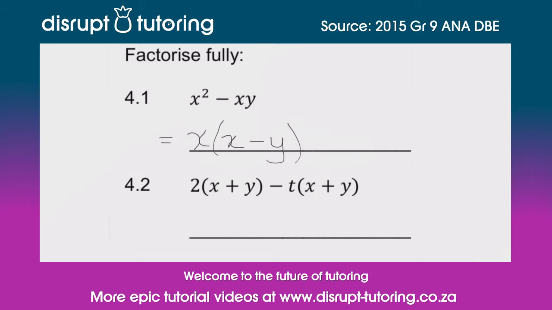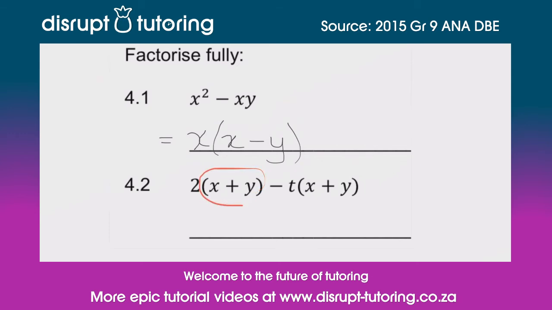So the next one says 4.2, we've got 2 times (x plus y) minus t times (x plus y). Okay, so now let's look at that one. Is there a common factor that we can pull out? Not in the traditional sense, and we'll get back to that. Is there a difference of two squares? No, there isn't. Is it a trinomial? No, it clearly isn't either. So now let's have a look carefully at what we've got.